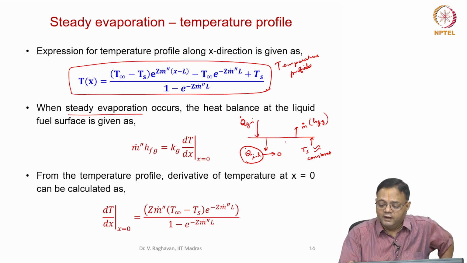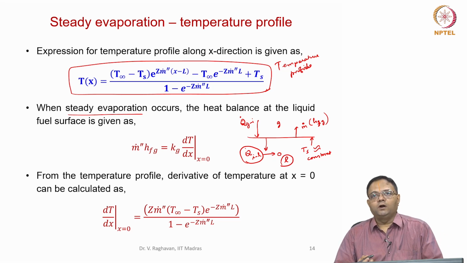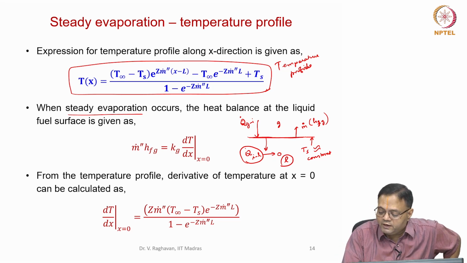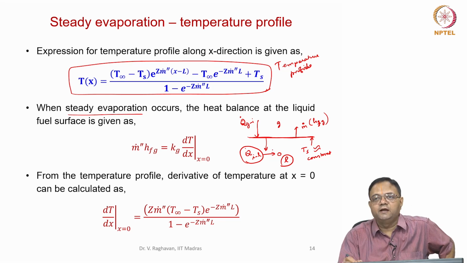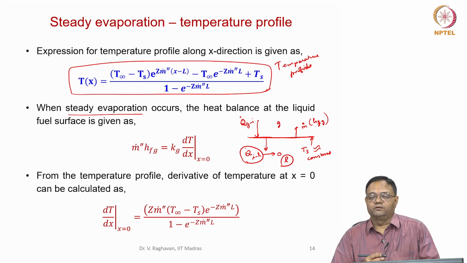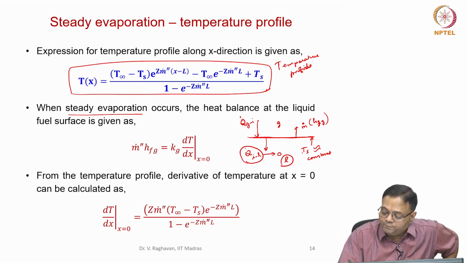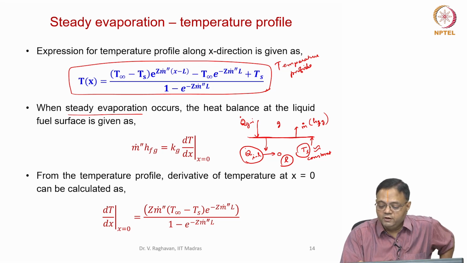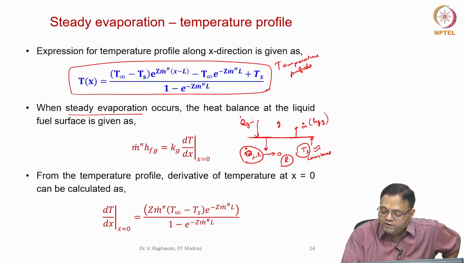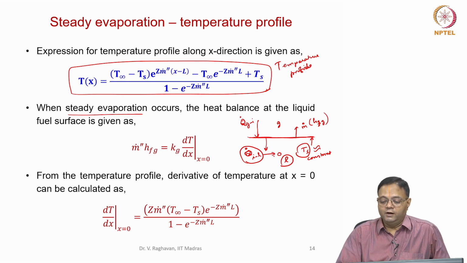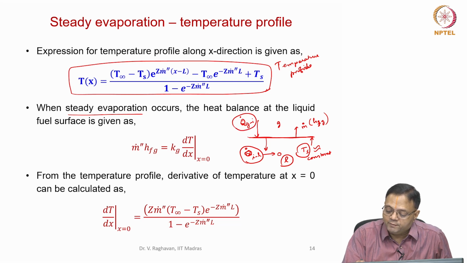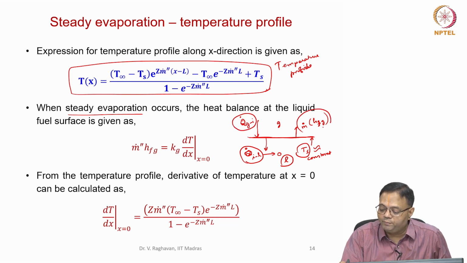Initially, the liquid phase may get heated up, and when the liquid phase is getting heated up, the surface temperature slowly increases. But once a steady evaporation condition is reached, then the liquid phase temperature or the surface temperature will eventually become constant. That means the heat transfer from the interface to the liquid phase tends to 0. In that case, the heat coming from the gas phase to the interface will only supply the vaporization.